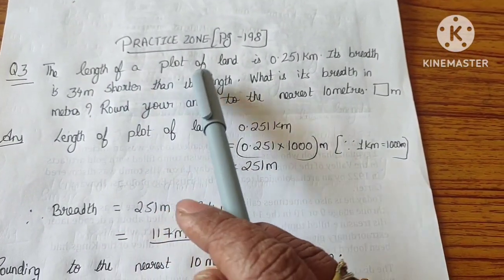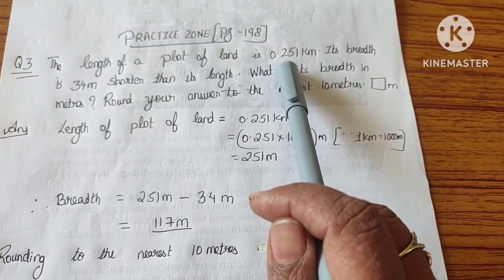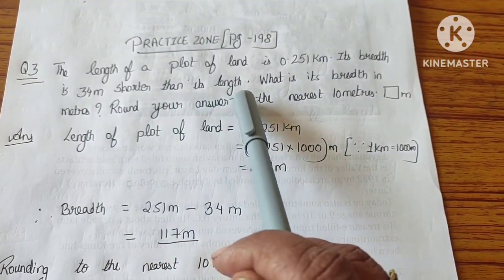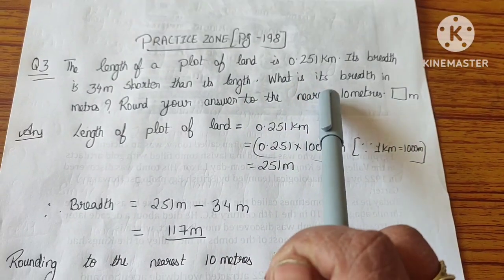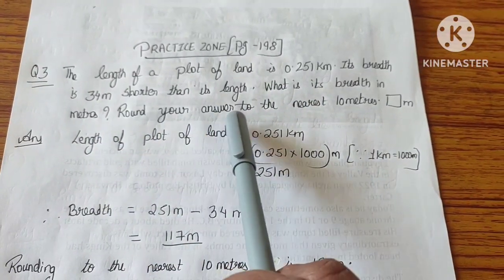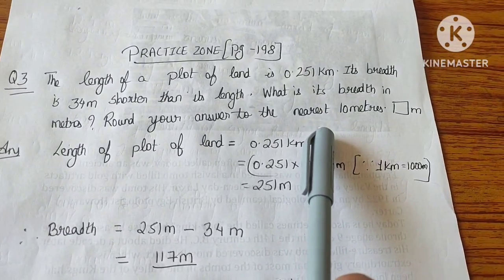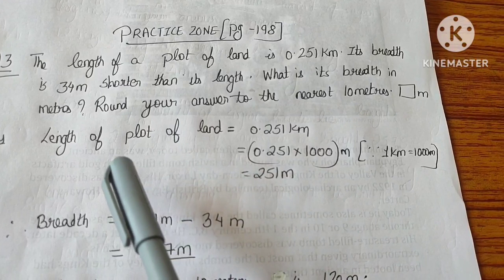The length of a plot of land is 0.251 kilometer. Its breadth is 34 meters shorter than its length. What is its breadth in meters? Round your answer to the nearest 10 meters. That means we have to round it off to the nearest tens. Now, we will be solving in this way.